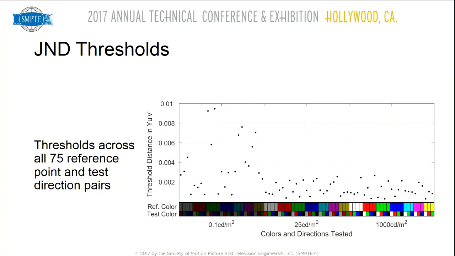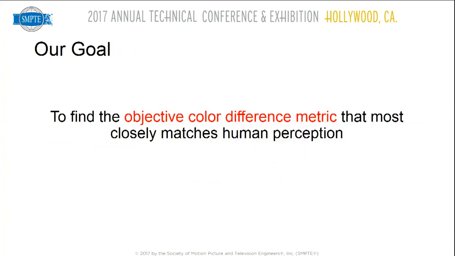We segmented the results by luminance, where the darkest colors are all the way to the left and the brightest are on the right. And you'll notice that the distances are higher in the darks because the same perceptual difference in dark colors corresponded to a larger distance in u prime, v prime. And for our data, you can look in our paper, and we have all of that published.